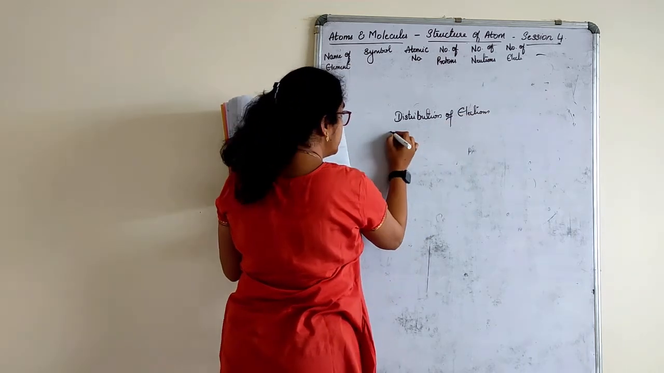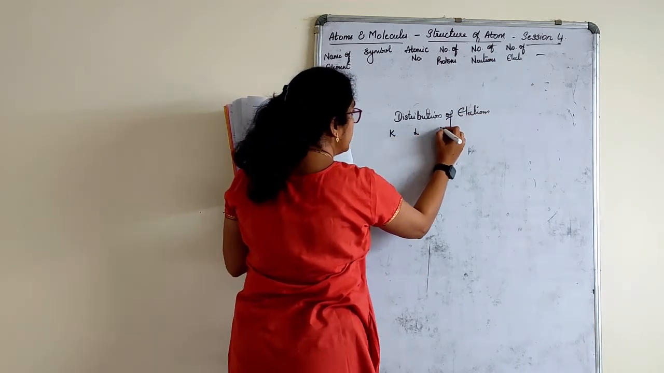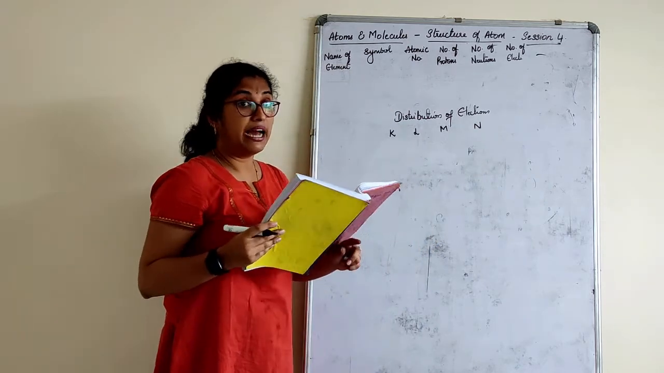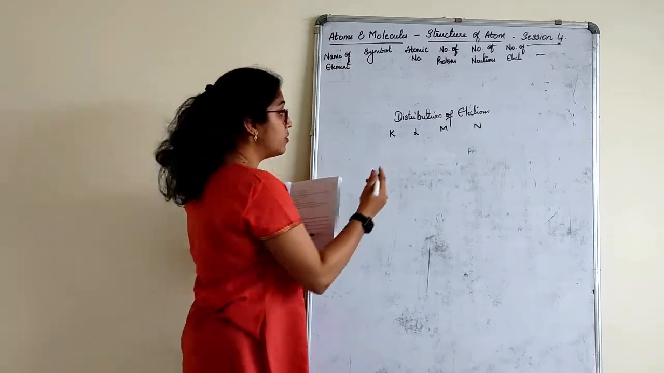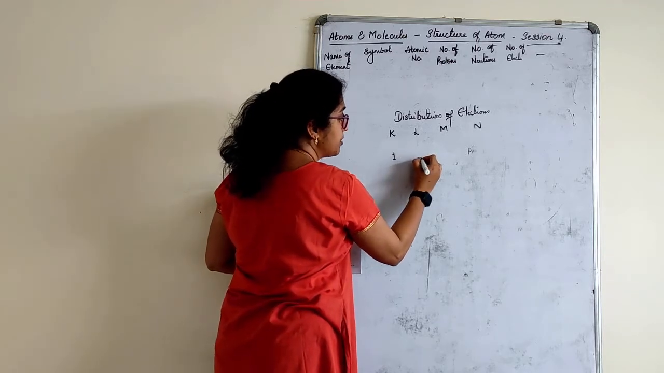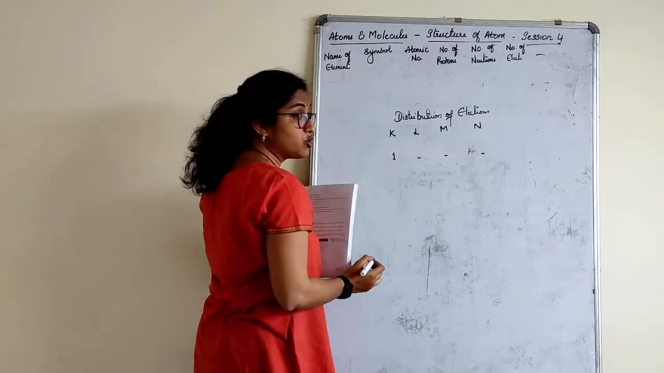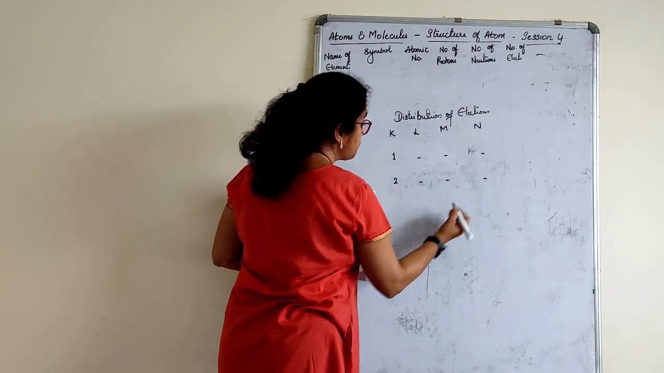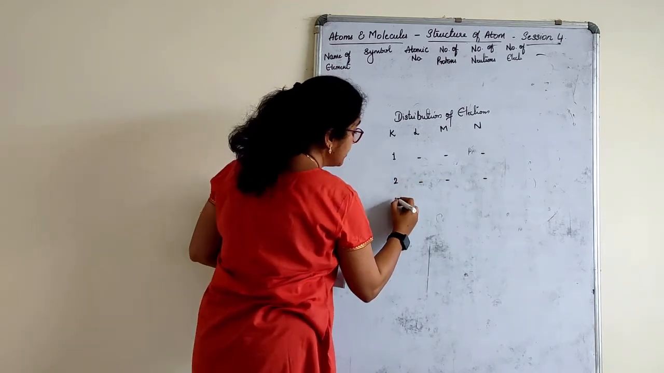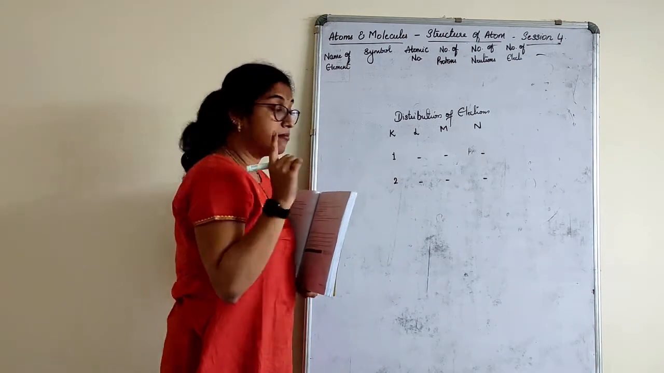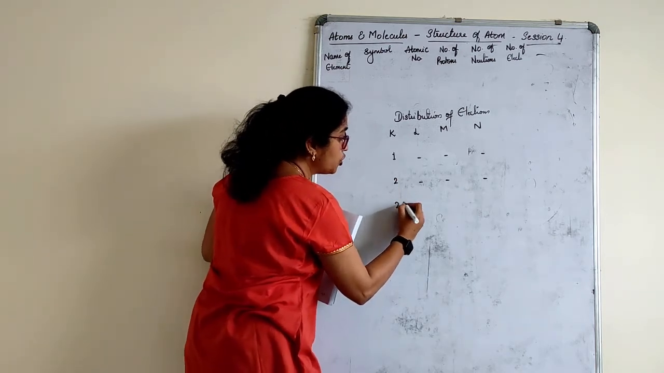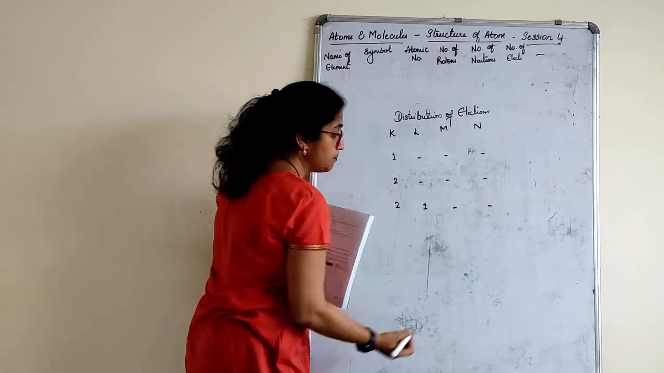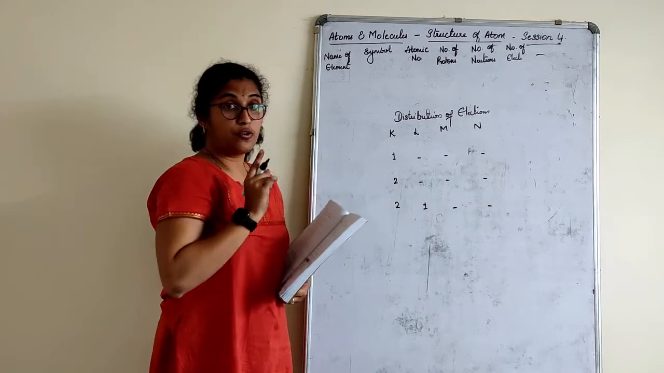Distribution of electrons. In that, K shell, L shell, M shell and N shell. Now for example, hydrogen does not have L and N. So hydrogen has only one. You will just put a dash. Now next comes helium. Helium K shell is 2. Then comes the dash. Then comes lithium. Lithium K shell. Don't write the atomic number. K shell, how many are you filling? 2 you are filling. L shell, how many are you filling? 1 you are filling. Then dash. Understood how to fill this? You have to fill this.